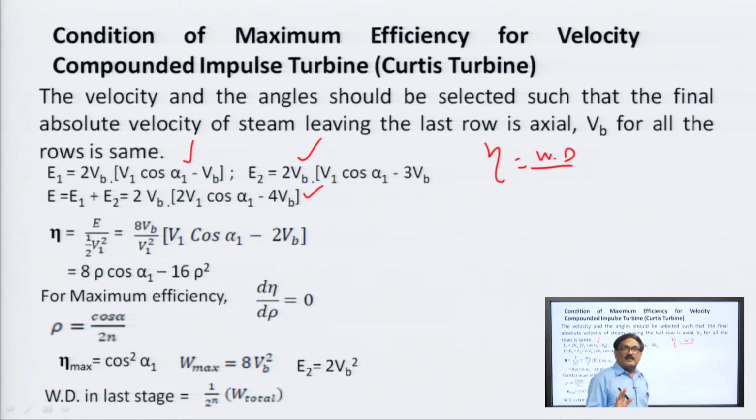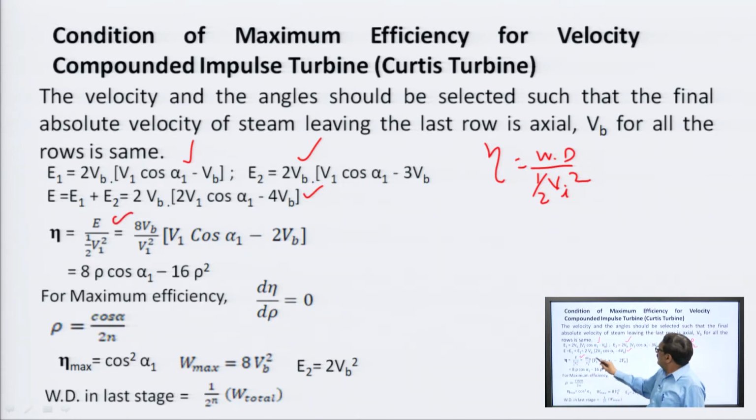What is the energy supplied? Energy supplied is still, in the velocity compounded turbine, the whole of the kinetic energy, from the pressure energy, converted in one set of nozzle. So, what is the energy supplied? That is for the first stage only, it is going to be supplied. Put it here, and when we put it here we will find out finally it is going to be this one.